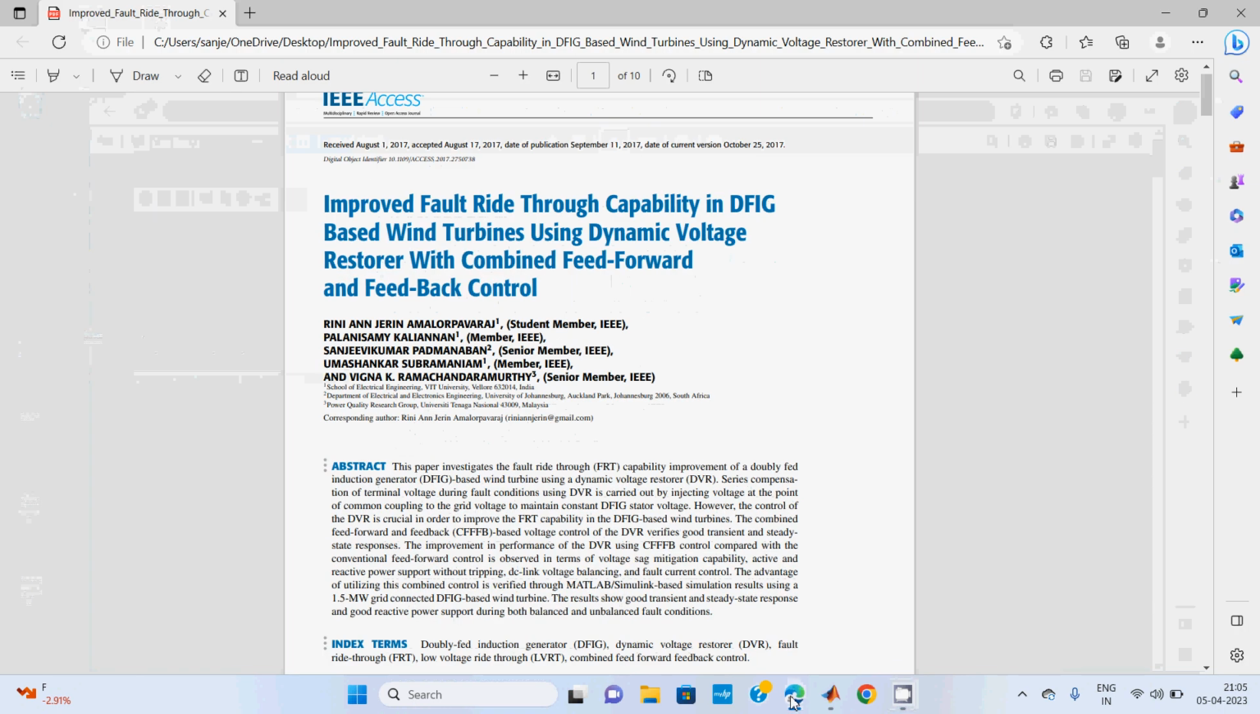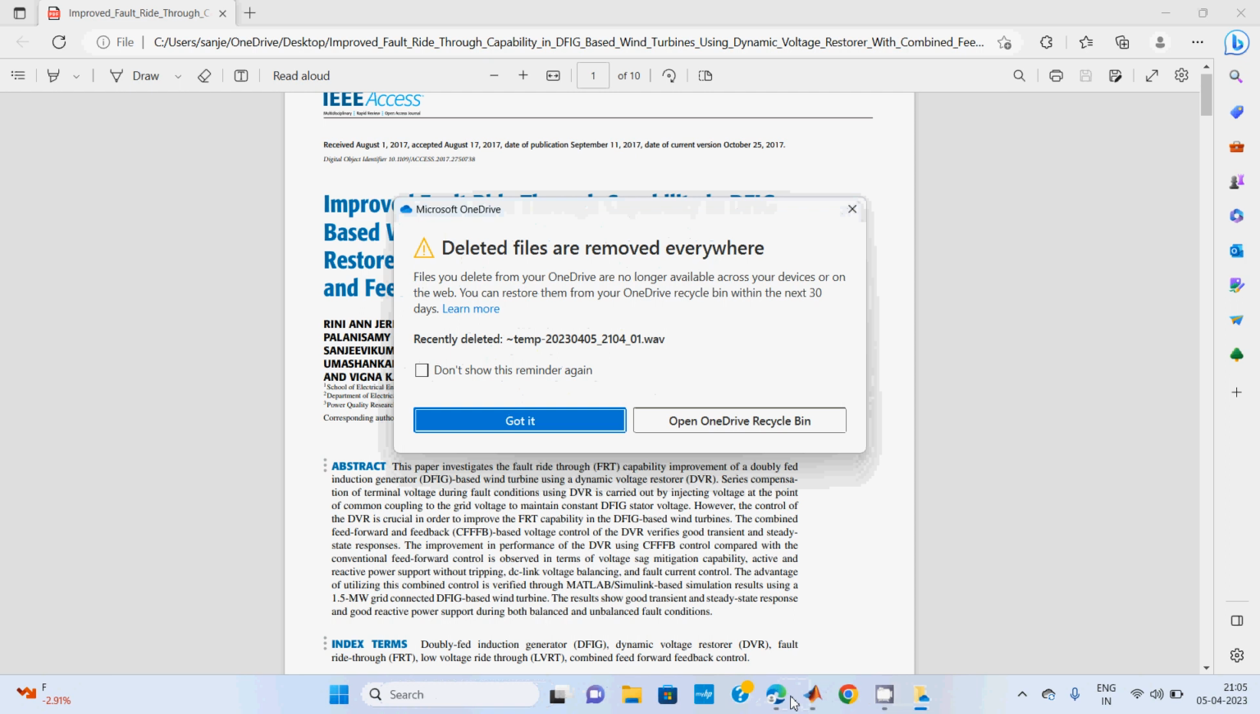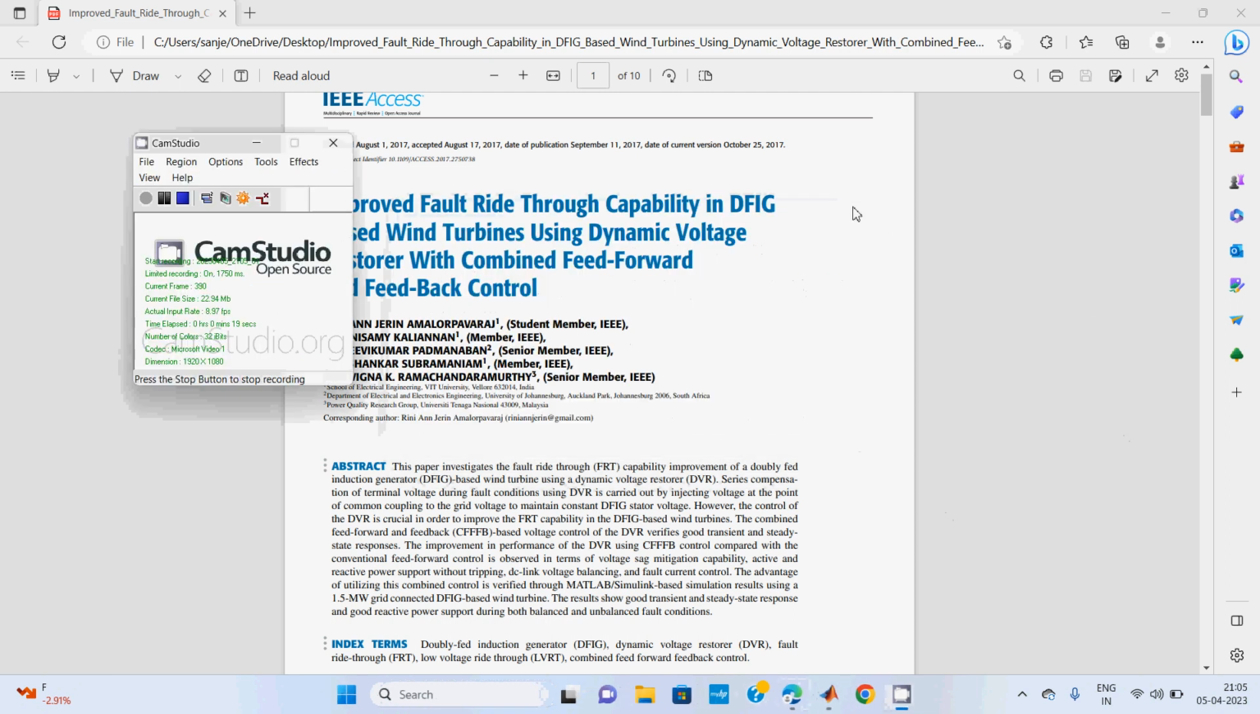Today I will discuss a new project regarding PhD scholars: how PhD scholars mainly focus on reference papers and how they are going to create a new model by seeing some references.